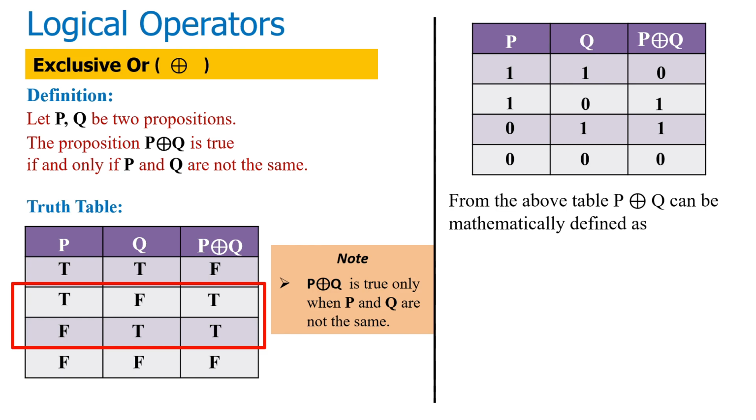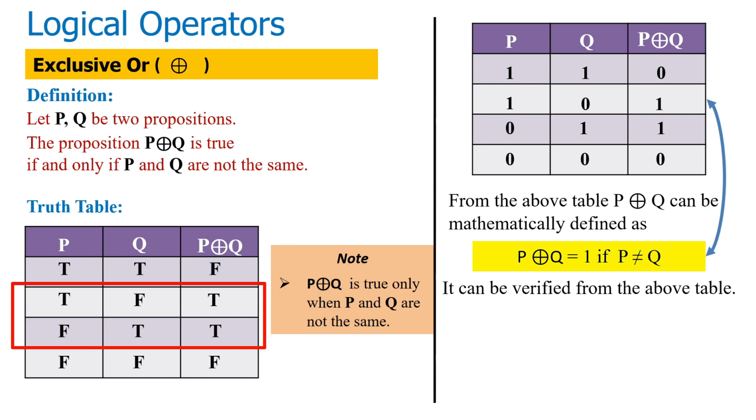From the above table, P exclusive or Q can be mathematically defined as P exclusive or Q is equal to 1 if P is not equal to Q. This formula can be verified for the values given in the table.